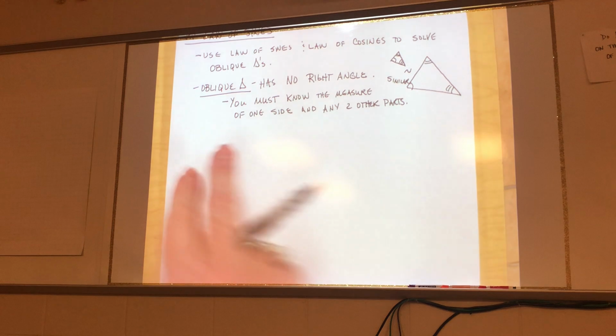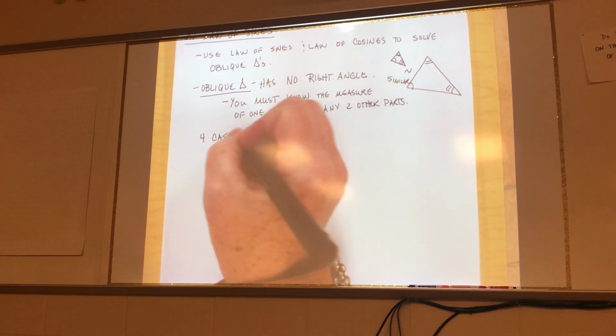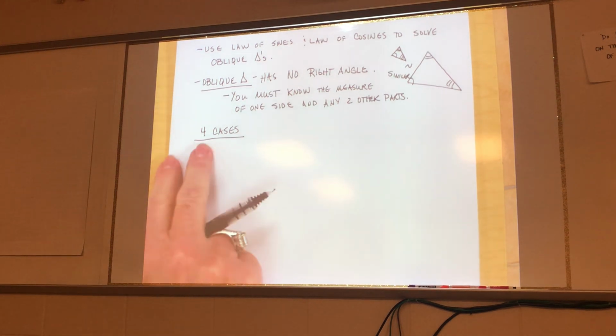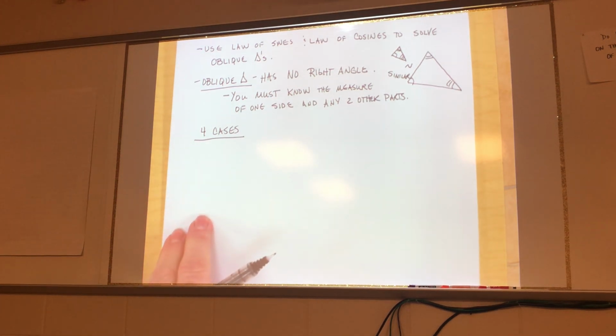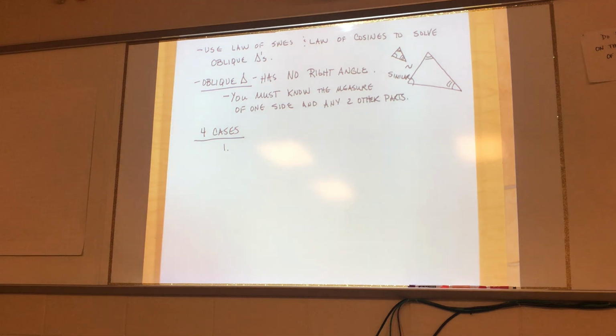All right? So now look, here's what I'm going to do. We're going to talk about 4 cases. Okay? I'm going to leave some room over here on the left of my paper because I'm going to come back and write just a little bit of something over here. So when I do my 4 cases, I'm going to start over here. Okay?